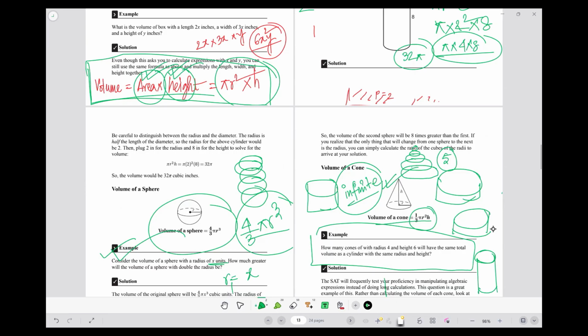How many cones with radius 4 and height 6 will have the same volume? They're asking you the number of cones, basically.